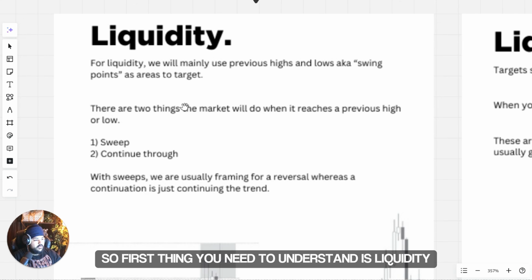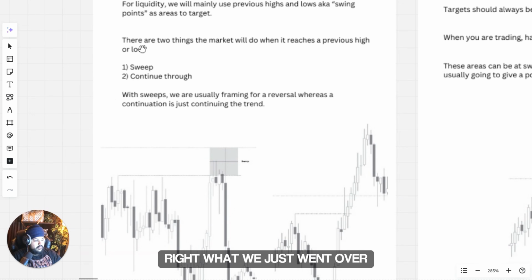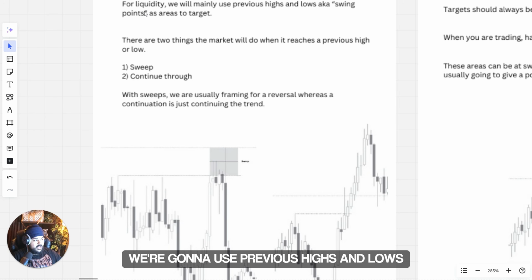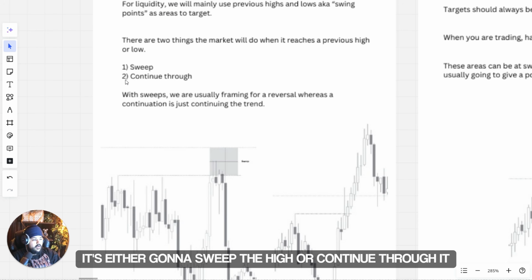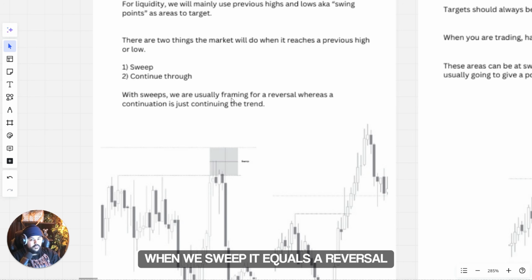So first thing you need to understand is liquidity, right? What we just went over. So for liquidity, we're going to use previous highs and lows, aka swing points, as areas to target. There's two things the market will do when it reaches a previous high or low. It's either going to sweep the high or continue through it. With sweeps, we're usually framing for a reversal. When we sweep, it equals a reversal, where if we continue or close above, it's a continuation of the trend.